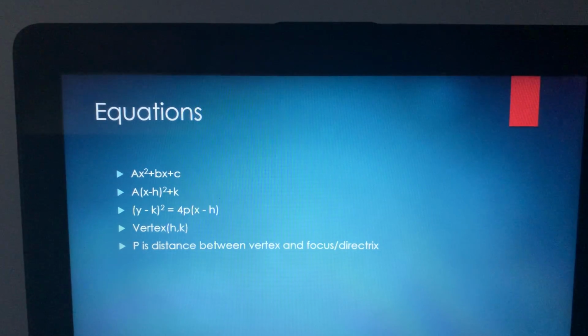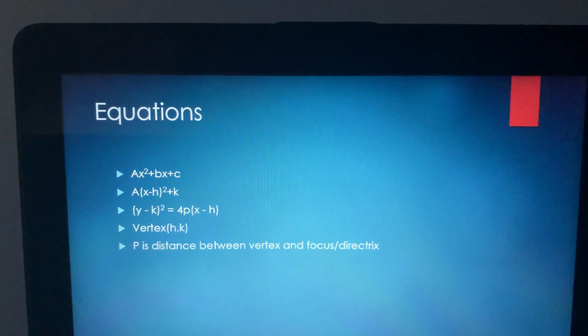So we know the equation in standard form is ax squared plus bx plus c, and in vertex form is a(x minus h) squared plus k. However, the conic section form is (y minus k) squared equals 4p(x minus h). Now, as we know, the vertex is (h, k), and p is the distance between the vertex and the focus/directrix, which we will talk about shortly.